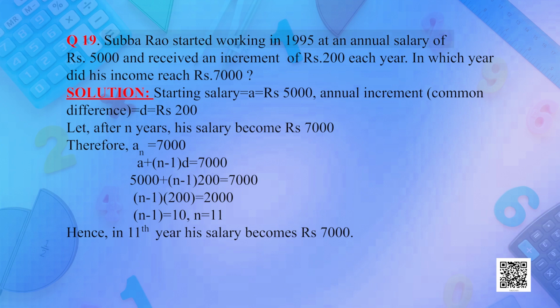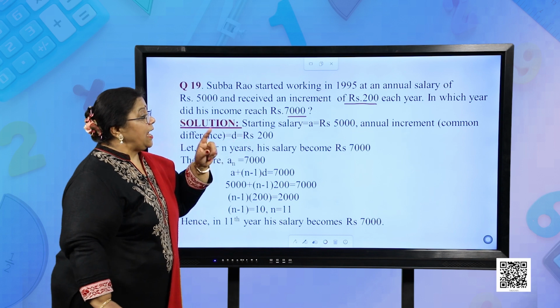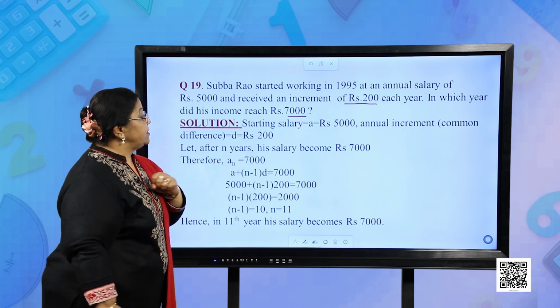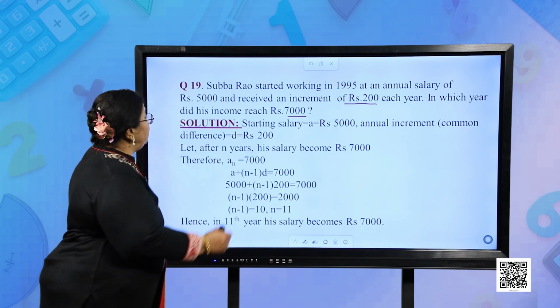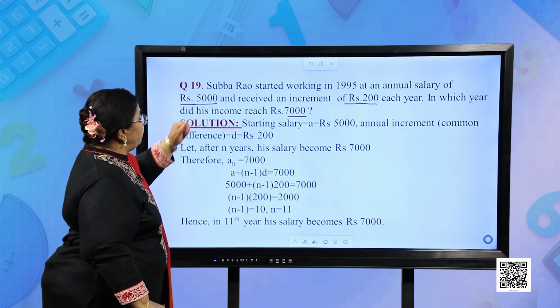Question is, Subbarao started working in 1995 at an annual salary of rupees 5,000 and received an increment of 200 rupees each year. In which year did his salary reach 7,000 rupees? Beautiful question. See, increment of 200 rupees means that will be common difference for us. And what will be the first term? Because he started his salary with the first salary as 5,000.